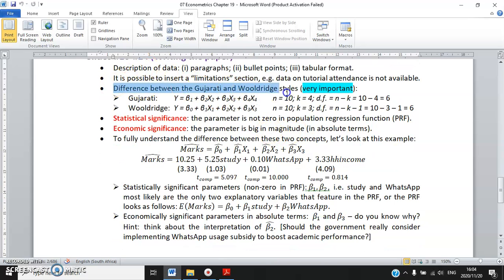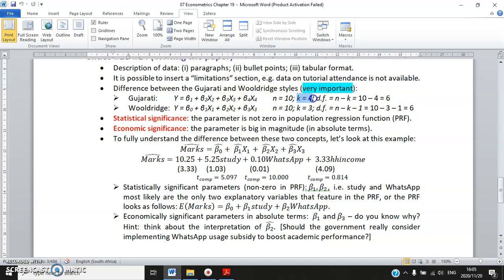Okay, now this is important. You need to know the difference between the Gujarati style and the Woodridge style. For Gujarati, the textbook you use for 242 and 311, the constant is B1, and then B2, X2 is the first explanatory variable, B2 is the slope parameter, then the next one is X3, X4. Let's say the sample size is 10.